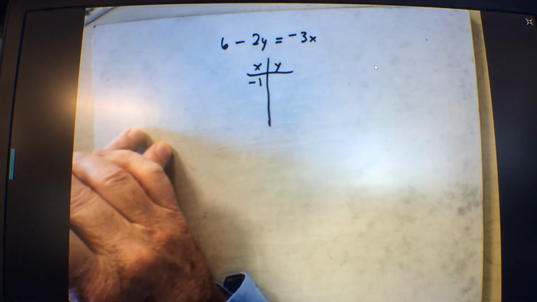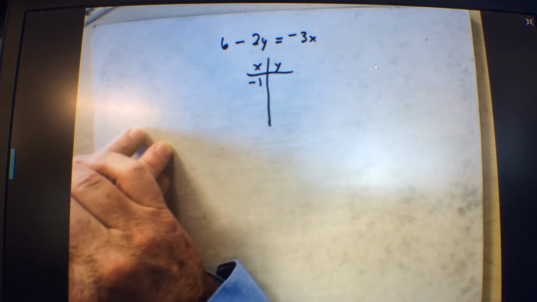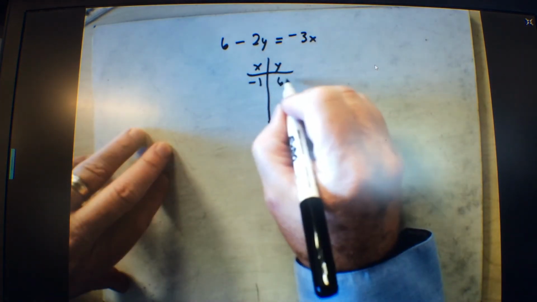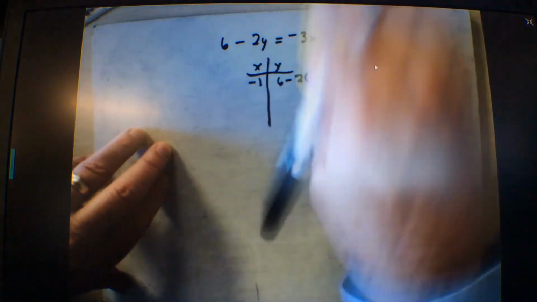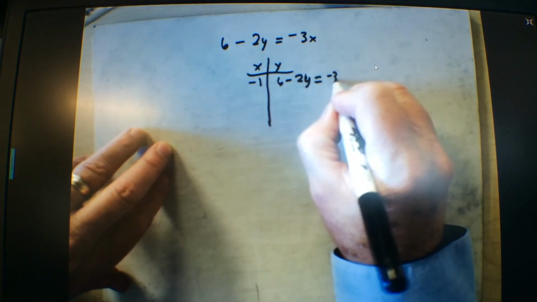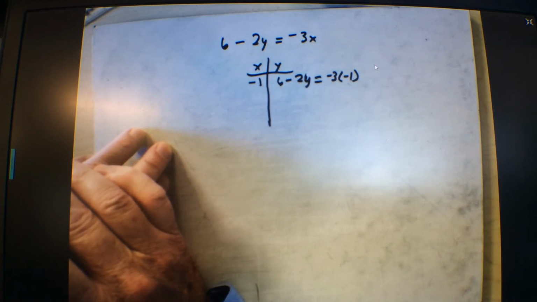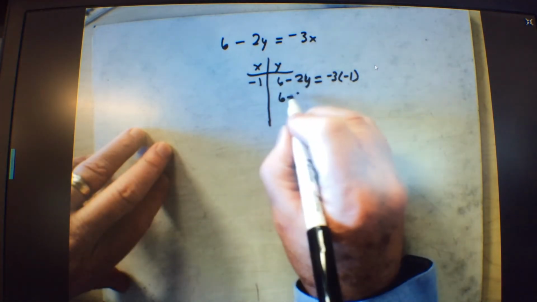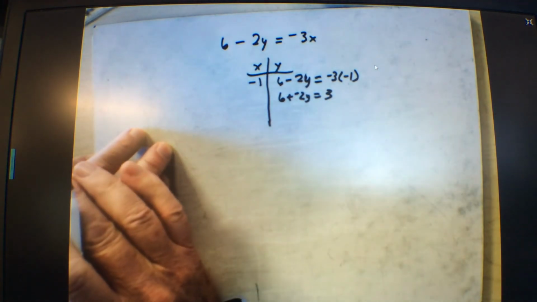Okay, x = -1. Everybody got that? We good? So I'm going to take 6 minus 2y, and I'm going to put it in for x. This is 2y equals -3 times -1, right? We good? So I have 6 plus -2y, I changed it to plus negative, equals +3.